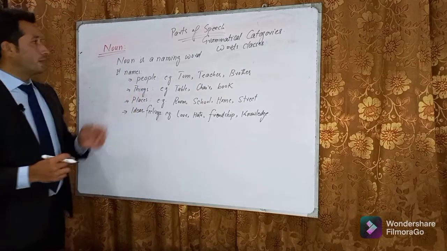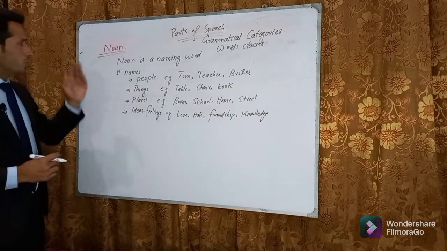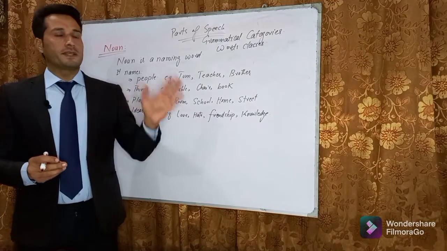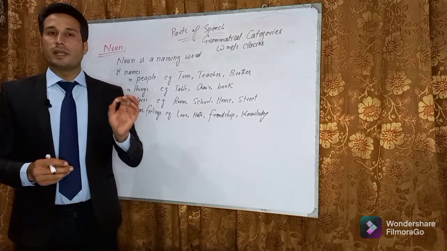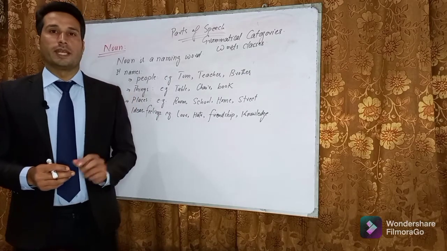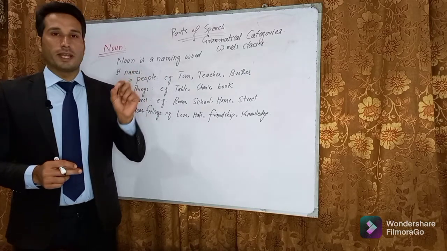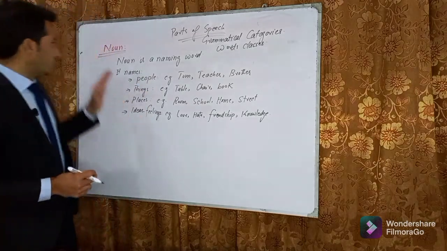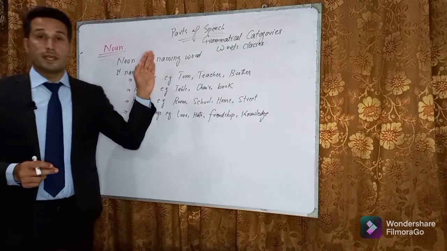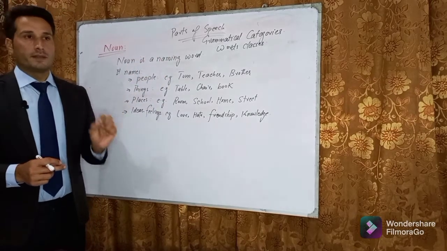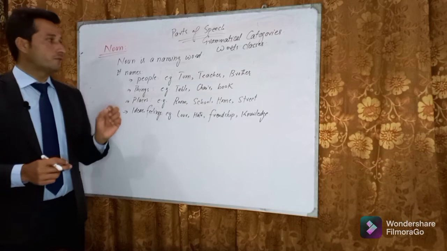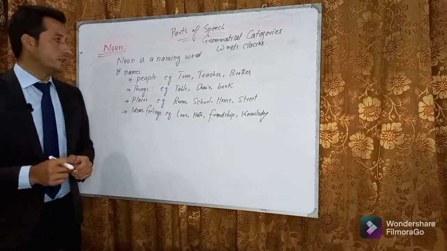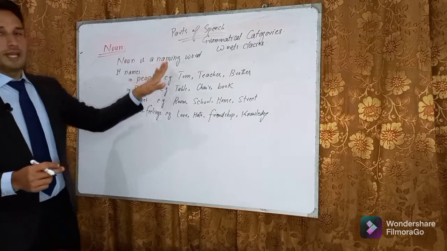So the first of them is noun. Now, what is a noun? If we look around at the things around us, there may not be anything without a name. So if we have a name for everything, that name is actually the noun. So noun is a naming word, a word that gives us the name of a person, a place, or thing, or idea.